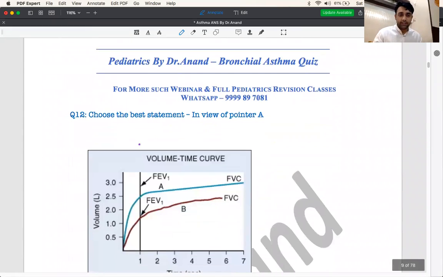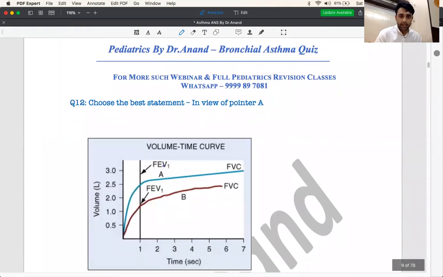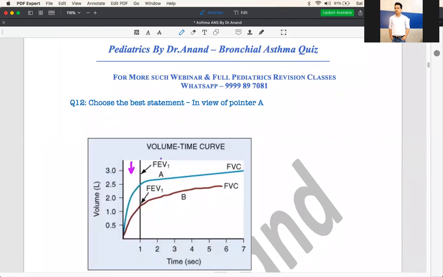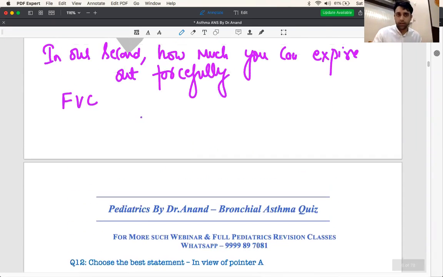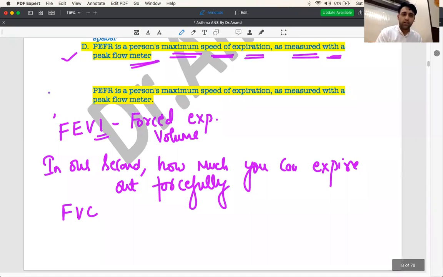Now, if you can see this graph, are you able to understand, can you see that? So this one, FEV1. This is nothing but time in seconds. And in 1 second, how much I'm able to expire out, that is FEV1. Okay, that is the first point. Normally around 97% we can expire in the first second. We tell the patient to take a deep inspiration and then forcefully take it out. Okay, that is the FEV1.